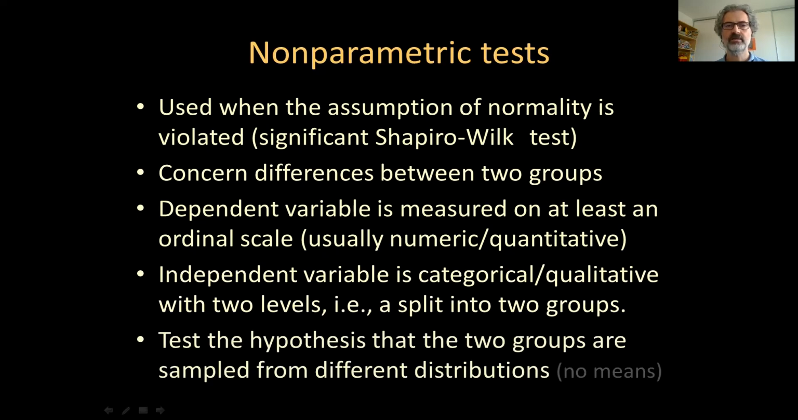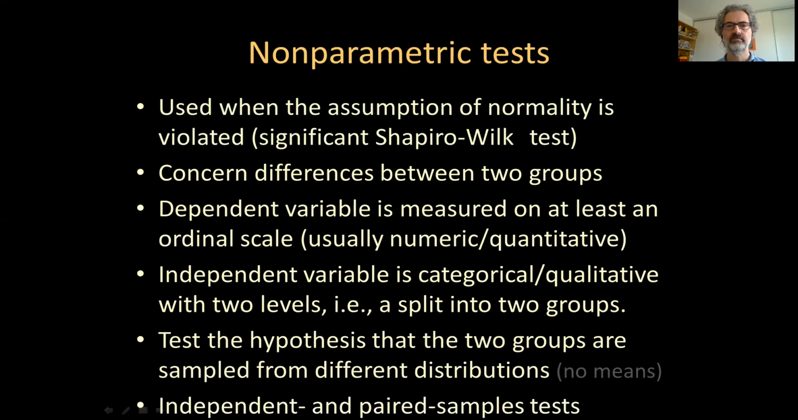These tests do not test a hypothesis about means because there aren't any means. Means require assumptions, and we want to use these tests when assumptions do not hold. Instead, these non-parametric tests test the hypothesis that the two groups are sampled from different distributions, with no reference to population parameters such as means. And there are variants for independent samples and for paired samples. We will only see the simplest of those, and indeed in their simplest possible formulation. You may see different variants in books or online.